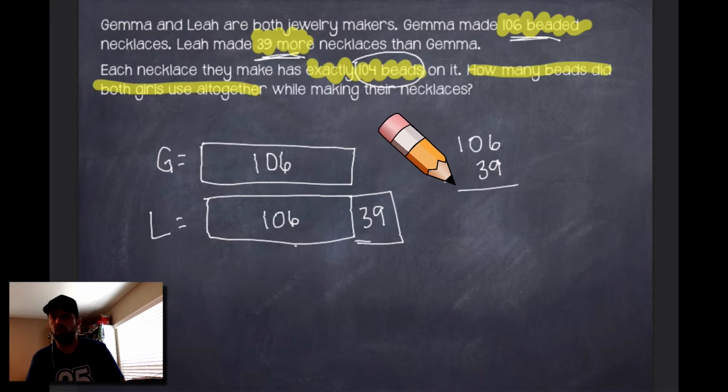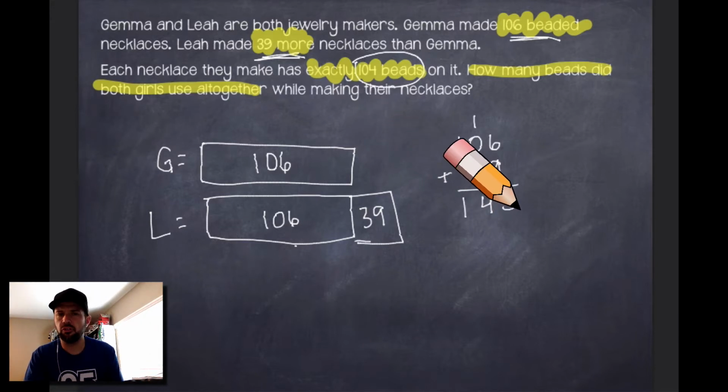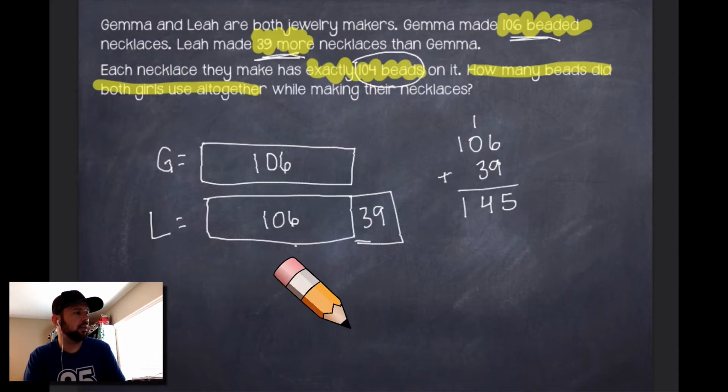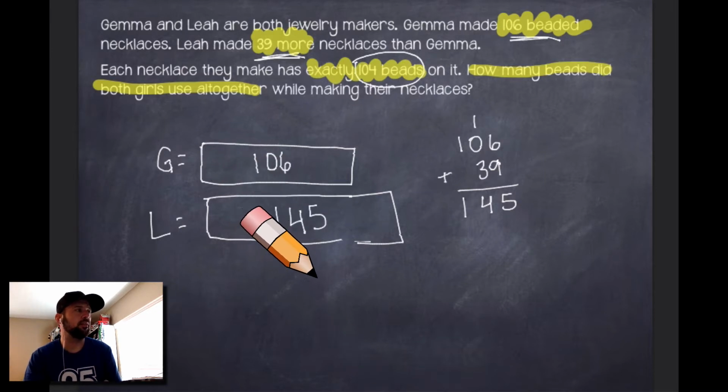Why don't you guys go ahead and work that out as well, and then we'll get back together, we'll compare it and see what we get. All right, so I got 145. Hopefully you guys got that as well. So we know that Leah, now I can even readjust this if I want to, made 145 necklaces.